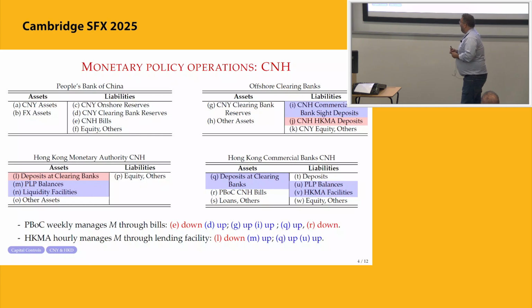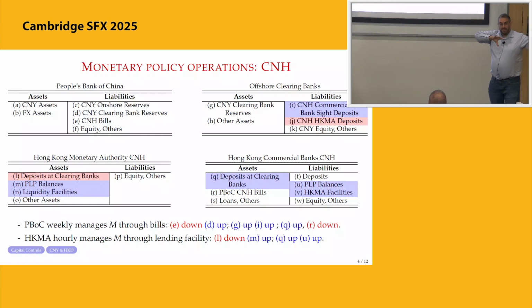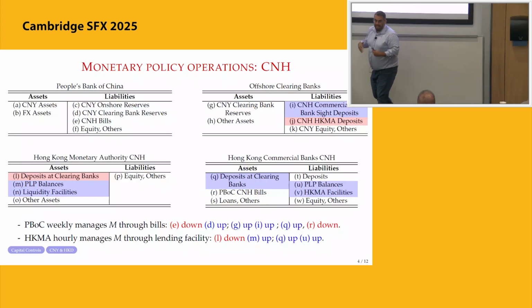That's how it works, and it really maps into your standard central bank. It's just that you have different institutions doing the same things. The clearing bank is a settlement institution, the PBOC is the ultimate backer of the currency, and the HKMA is the lender of last resort. Put them all together, you get a central bank, basically. It's just different labels.